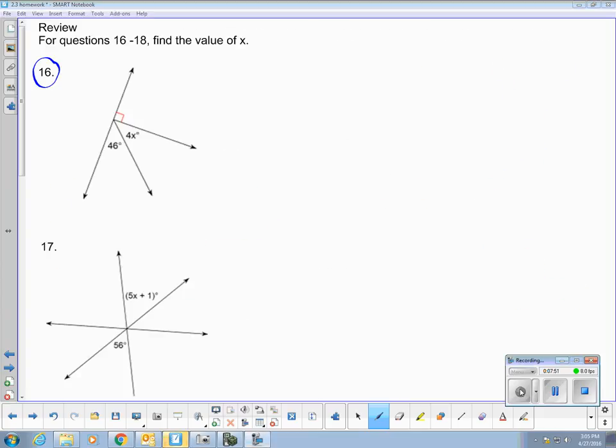Number 16. All right, I'm looking for an equation that will help me to find x. Here's what I notice. Notice that these three angles together equal 180 degrees. This angle here is 90 degrees. Therefore, these two angles together have to equal 90 degrees. So the equation that I'm going to use is 4x plus 46 is equal to 90 degrees.